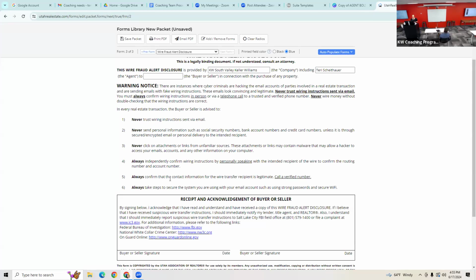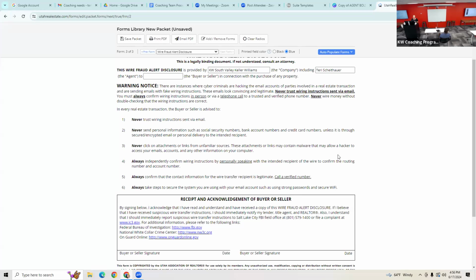Number 5, always confirm the contact information for the wire transfer recipient is legitimate. Call a verified number. So again, at the bank, I'm going to encourage you to call the title company. Always take steps to secure the system you're using with your email, such as very strong passwords.